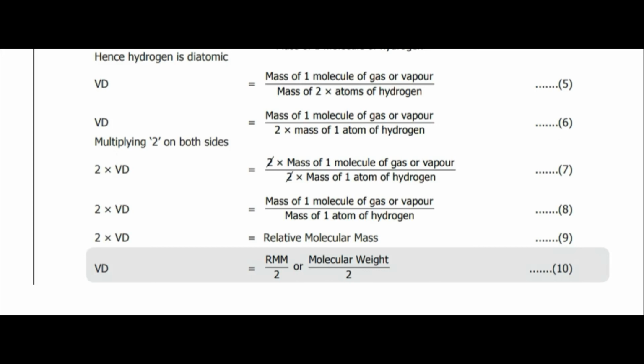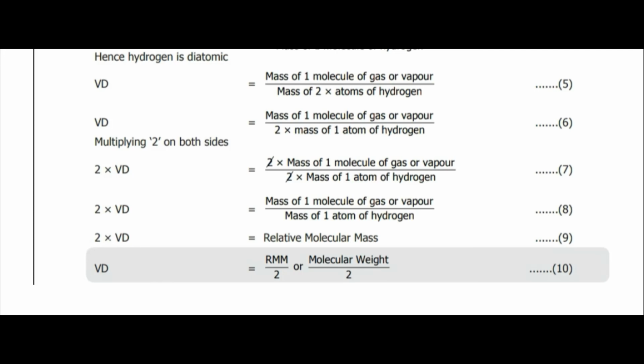Multiplying 2 on both sides: 2 into VD is equal to 2 into mass of one molecule of gas or vapor divided by 2 into mass of one atom of hydrogen. You take this as equation number 7. Numerator and denominator, you cancel this 2. Next, 2 into VD is equal to mass of one molecule of gas or vapor divided by mass of one atom of hydrogen. You take this as equation number 8.